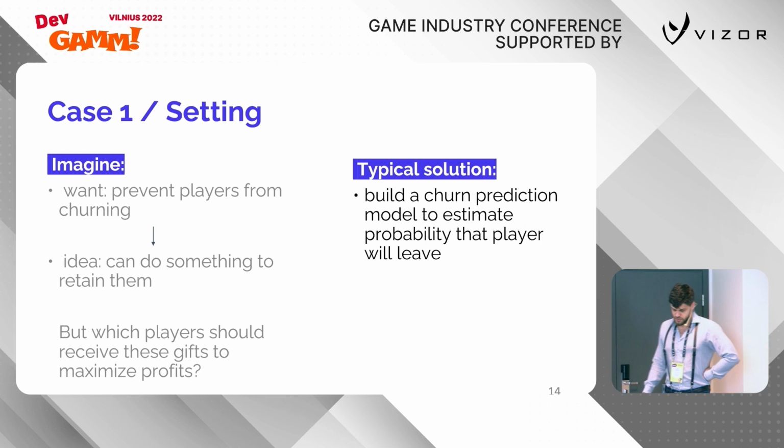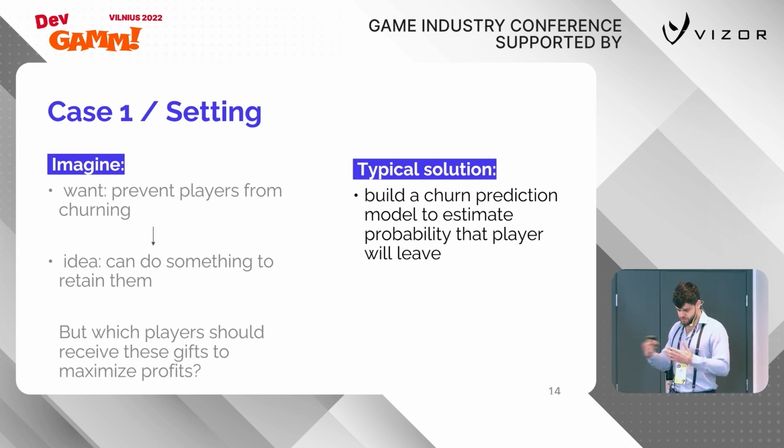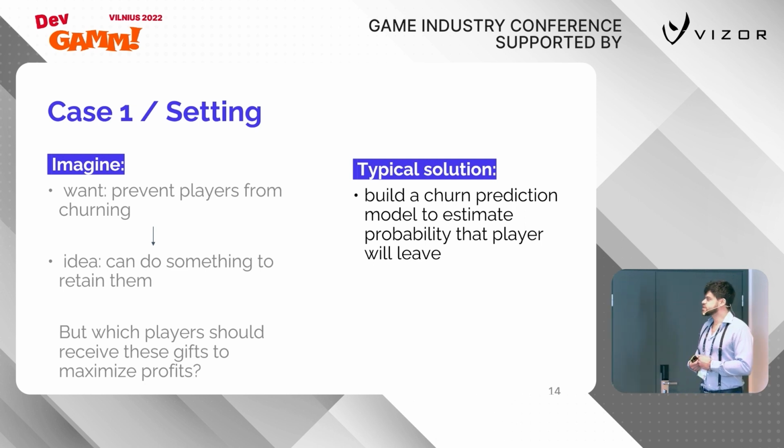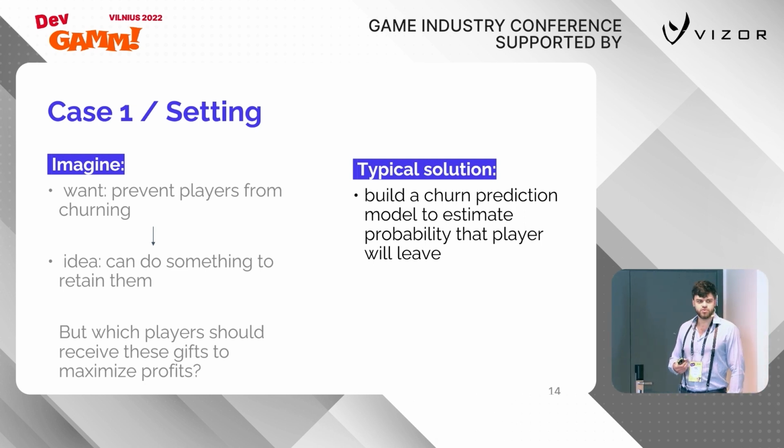And a typical solution: okay, let's build a churn prediction model that will give us some scores, some prediction, and we will use this prediction to decide who should receive these gift items. Who has seen a similar churn prediction based solution in their companies? Okay, that's two.